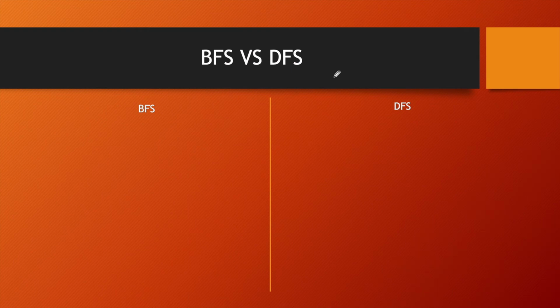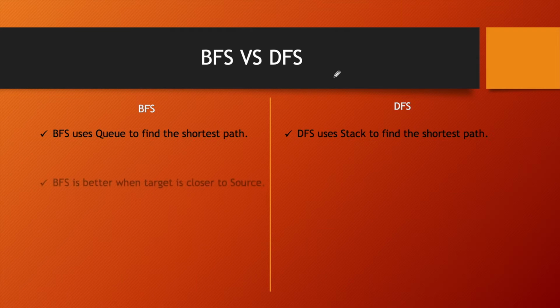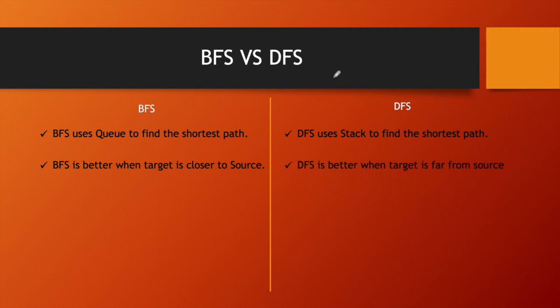These are the differences which set BFS apart from DFS. BFS uses queue to find the shortest path, as we discussed earlier, whereas DFS uses stack to find the shortest path. BFS is better when target is closer to the source. Well, you guessed it. DFS is better when target is far from the source.